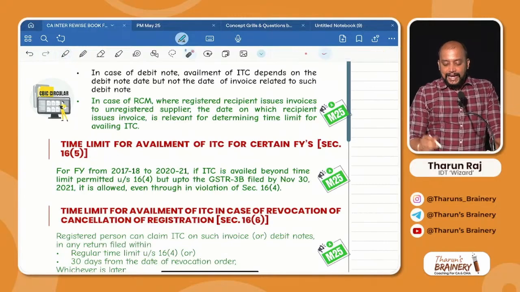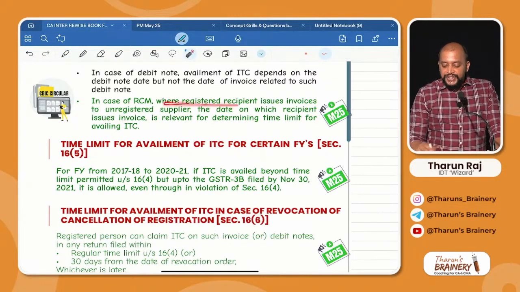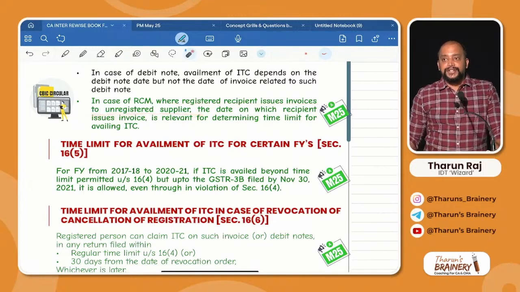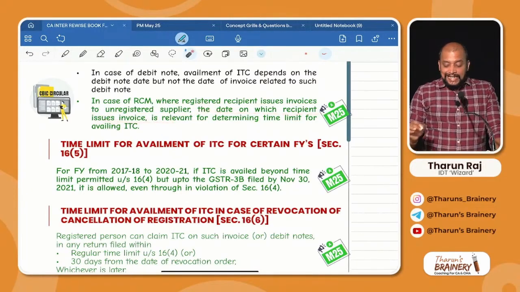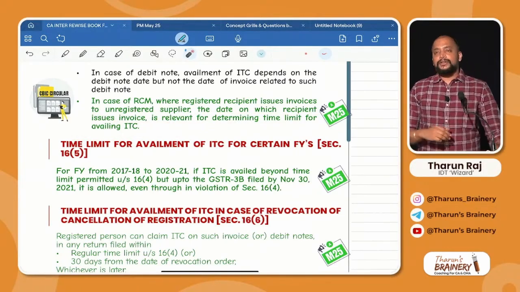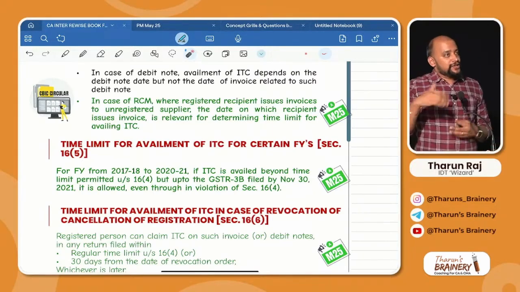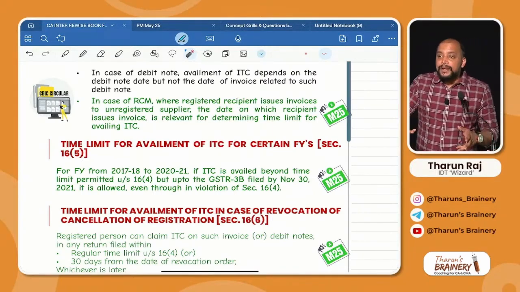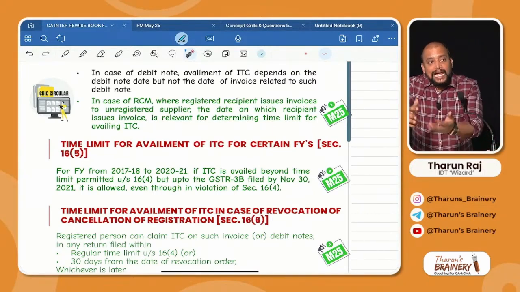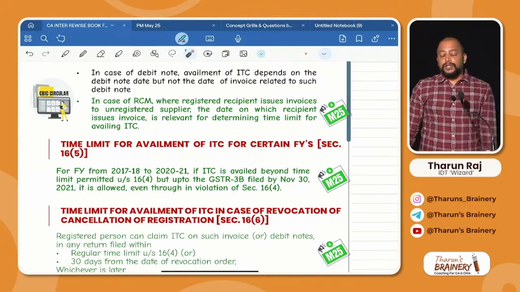Next, in case of RCM, where the registered recipient issues invoice to an unregistered supplier, the date on which the recipient issues the invoice is relevant for determining the time limit for availing ITC. So, this is a very crucial amendment. Before, it was not there. RCM liability, whenever we used to pay, that month itself we used to take the ITC. But now they kept a twist here.